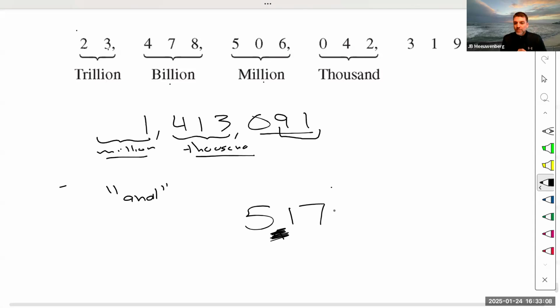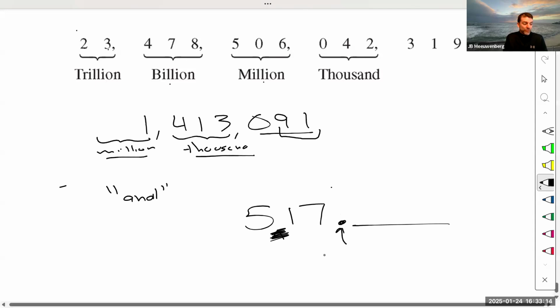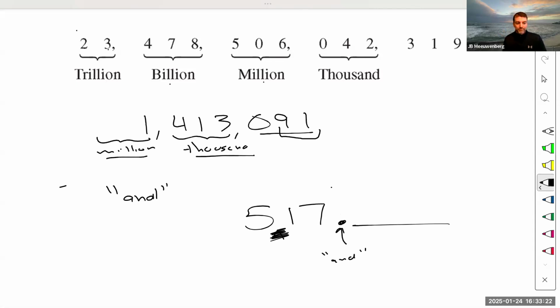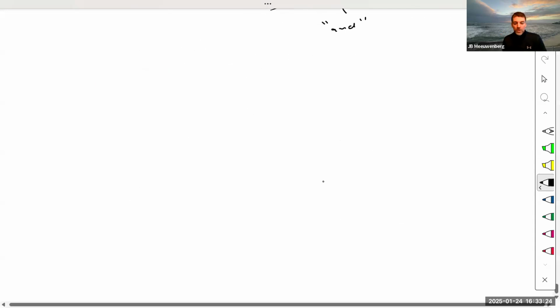The only place you say the word and is once you introduce a decimal and numbers after that decimal. That decimal is read as the word and, but you don't actually have the word and when you're reading a whole number. All right.